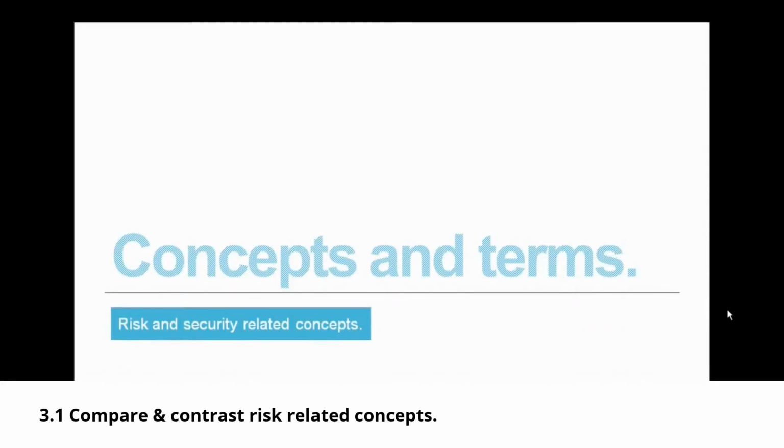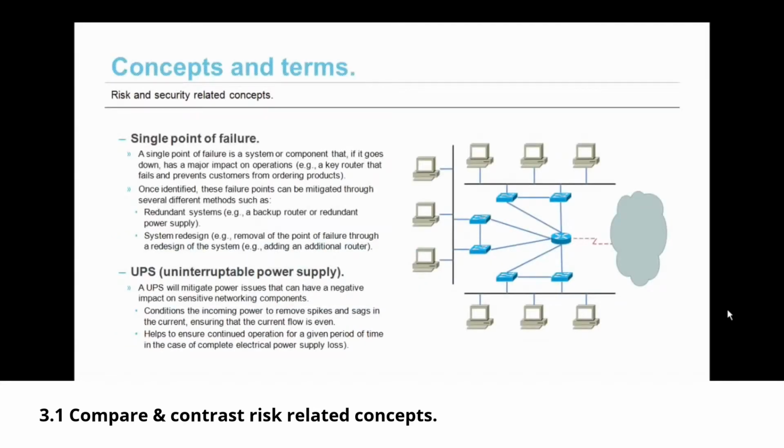Now let's talk about some concepts and terms that you should know. First up is single point of failure. A single point of failure is a system or component that, if it goes down, has a major impact on operations. An example of a single point of failure is if a key router goes down and it prevents customers from ordering products. That's a single point of failure.